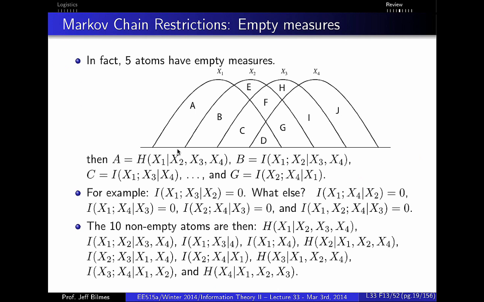We also saw that none of the information measures are negative in the case of a Markov chain. So these information amongst n random variables is never negative, and we don't have to worry about that either. And we named all these different regions, A and B and so on and so forth.